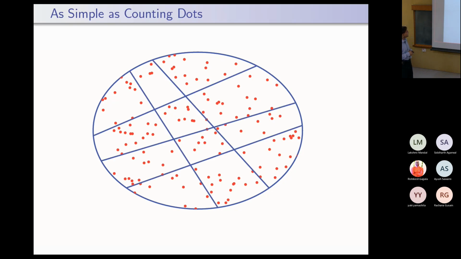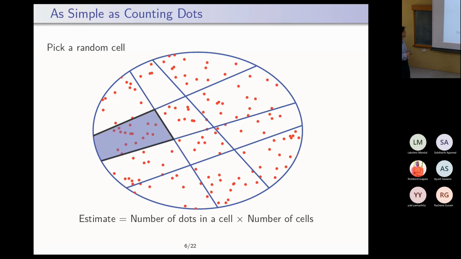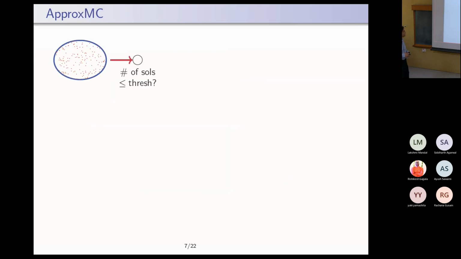So the idea behind hashing is that you partition the space randomly in some way, so that the dots are almost equidistributed in the different cells, and then you take one of the cells, you count the number of dots in the cell, which presumably will take much smaller time or space than counting all the dots in the whole area, and then you multiply by the number of cells. This is the basic idea.